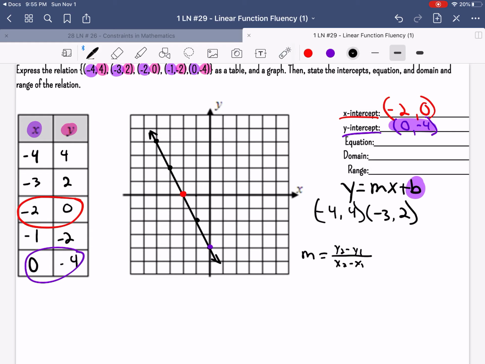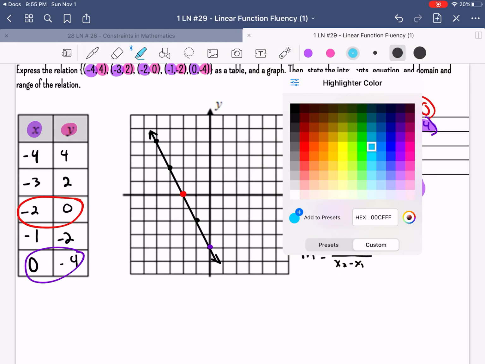So I'm going to write x1, y1. I always have to label my points because I always get confused, so please do that as well. I'm also going to color code them, because you know I love my colors.